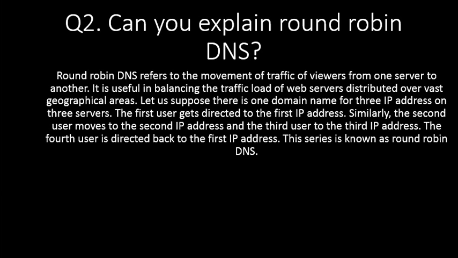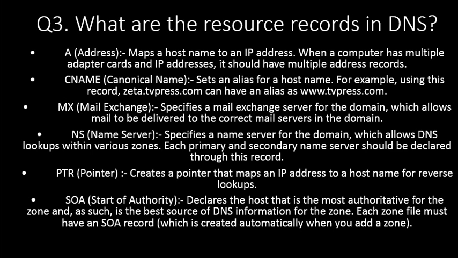Question number 3. What are the resource records in DNS? A record, address record, maps a host name to the IP address. When a computer has multiple adapter cards and IP addresses, it should have multiple address records. CNAME, canonical name, sets an alias for a host name.